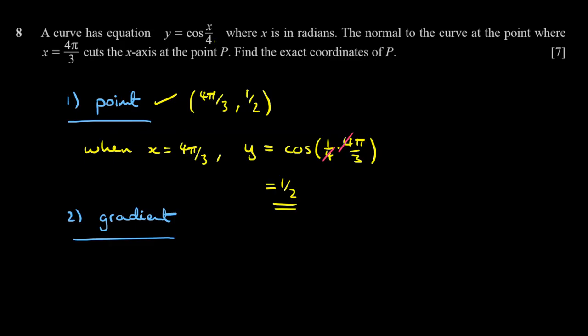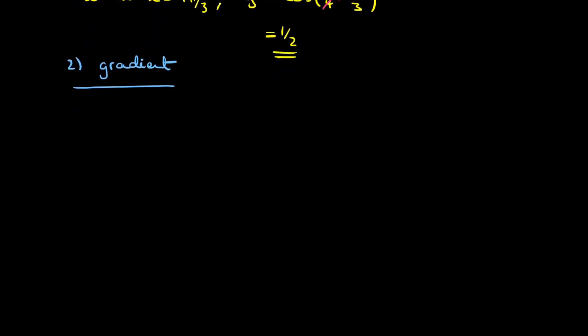Okay, then the next thing we need to do is find the gradient. Well, how do we find the gradient of our tangent? We differentiate. So we've got our curve y equals cos a quarter x. And if we differentiate this, then cos differentiates to give minus sine. We get minus sine a quarter x. And then we differentiate the quarter x. We get a quarter and we multiply through.